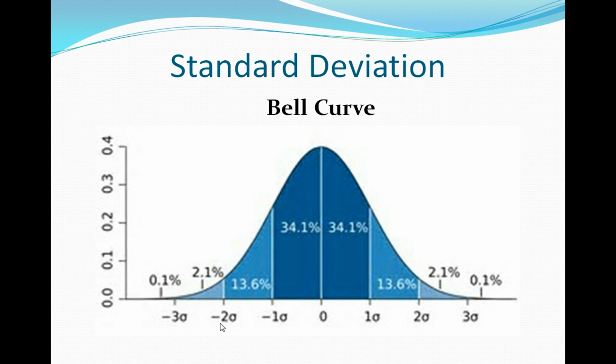But what you're going to see now is, at the bottom, you're going to see 2, and this is the Greek letter sigma. On the other side, you also have a 2 and another sigma. So what I'm going to tell you guys is, if you sum up the percentages here from negative 2 sigma to positive 2 sigma, what you end up with is 95.4%. The standard deviation is represented by sigma.